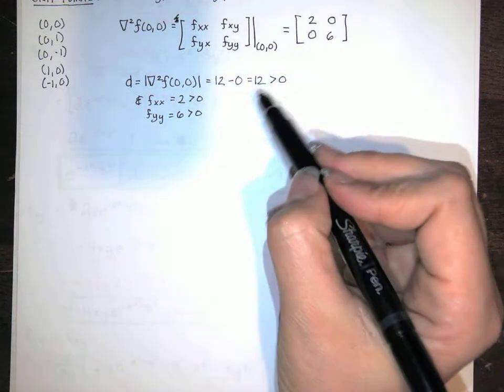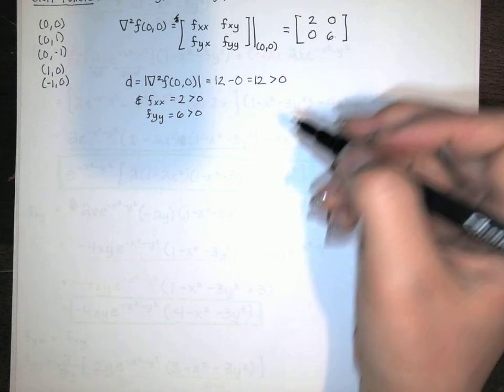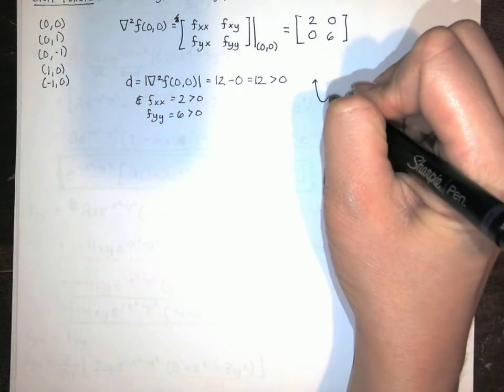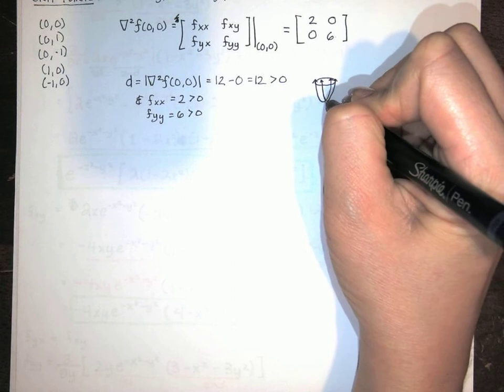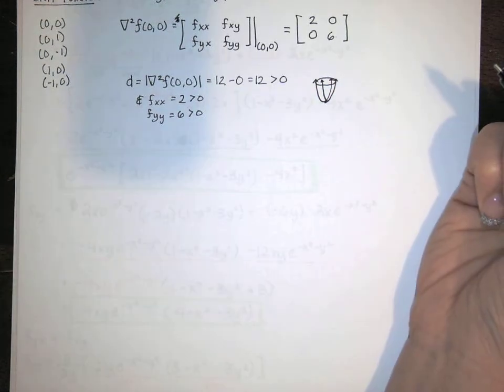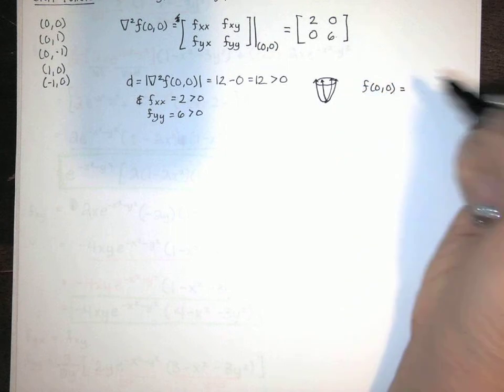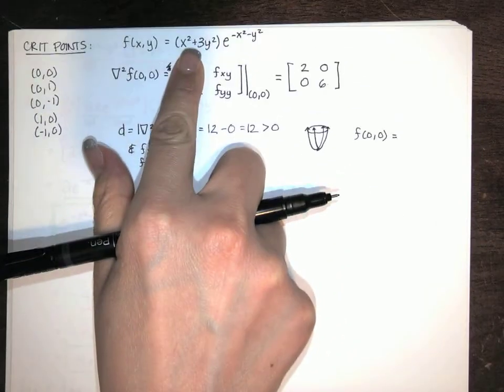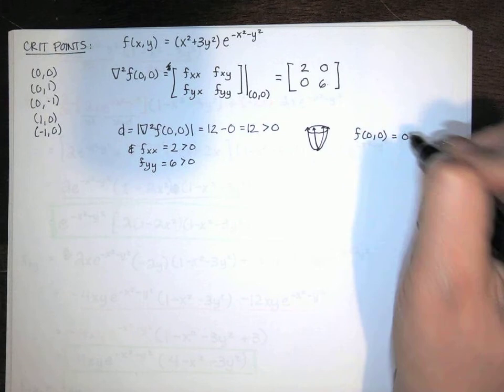That's not a coincidence. If D is positive, that means these both have the same sign. So that means our graph is concave up in the x direction, it's concave up in the y direction. And so f of (0, 0) represents a relative min. At (0, 0), our function is just 0 times e to the 0, so we get 0.